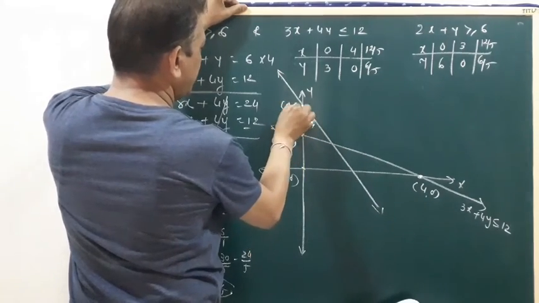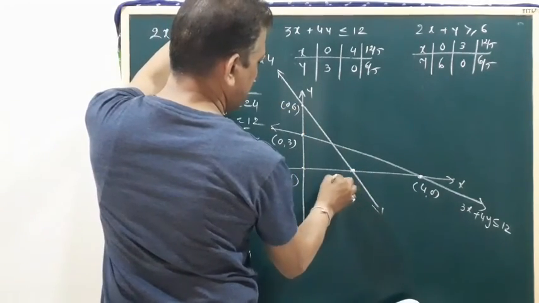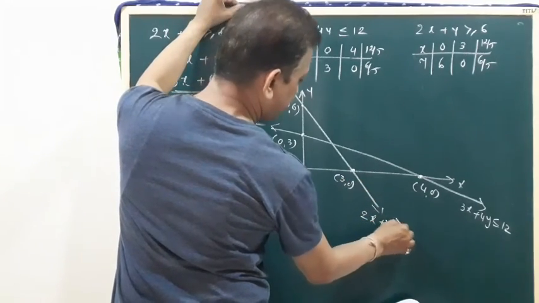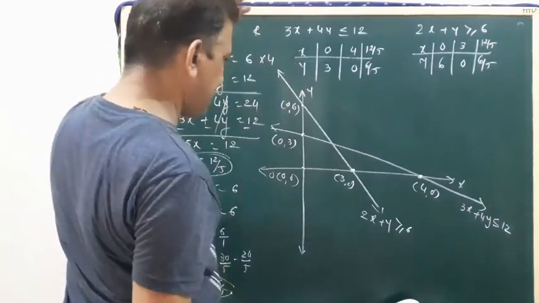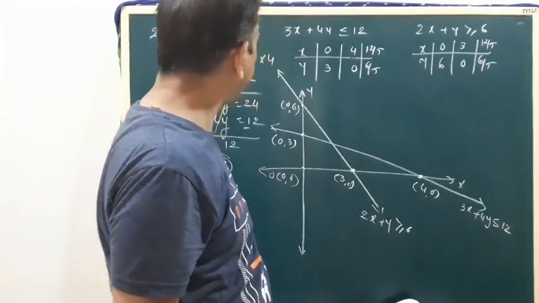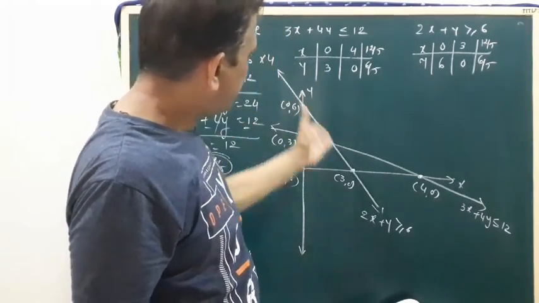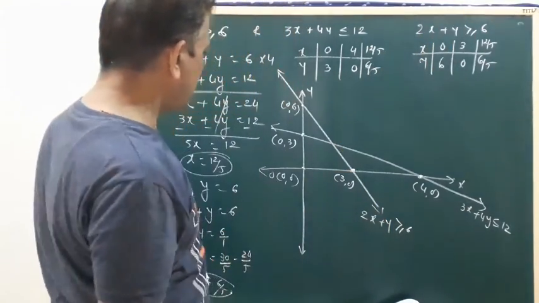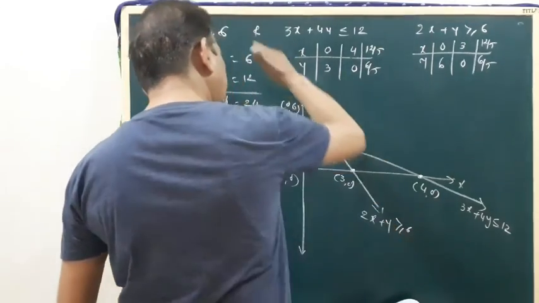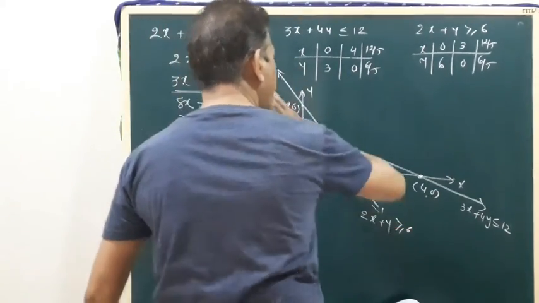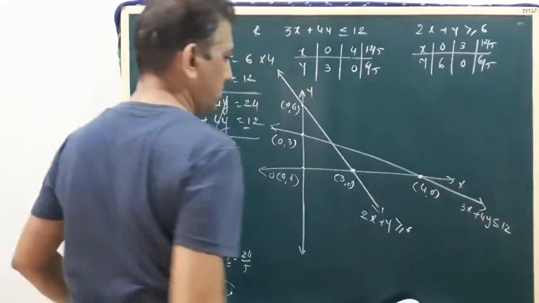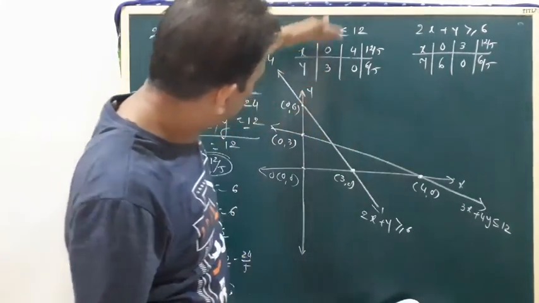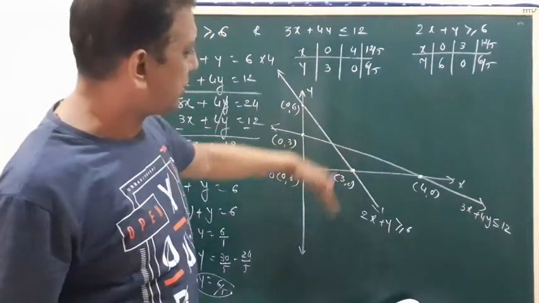Right? So (0, 6), (3, 0) and 2x plus y greater than or equal to 6. Okay? Now this is your second line. (0, 0) is not satisfied, so for the second line the lower part is not included, the upper part is. Right? So second line, upper portion, and first line is the lower portion.